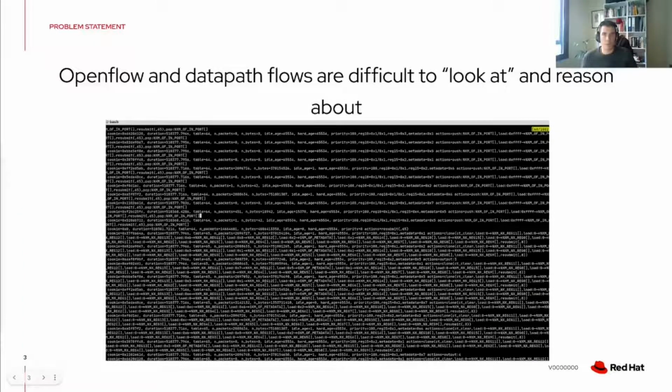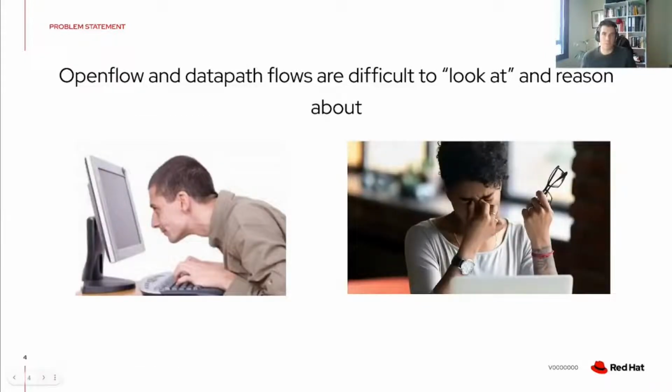OpenFlow and datapath flows are a key component of the OVS and OVN ecosystem, and yet they are quite difficult to reason about. They are dense, unstructured, sometimes unordered, and mostly delivered in plain text. So many times when you're looking for something, it's really hard to find. I don't know about you, but when I have to troubleshoot some problem with flows, I end up looking like this. I hope you agree with me that it's quite an eye-straining task.